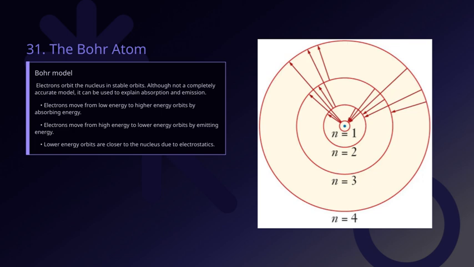Conversely, if an electron absorbs energy, say from heat or light, it can jump from a lower to a higher energy orbit. Now, although electrons don't actually orbit the nucleus in perfect circles like planets around the sun, this model helps us understand key phenomena like absorption and emission of light. It's a simplified way to visualize how electrons behave in atoms, and it's fundamental to our understanding of atomic structure.